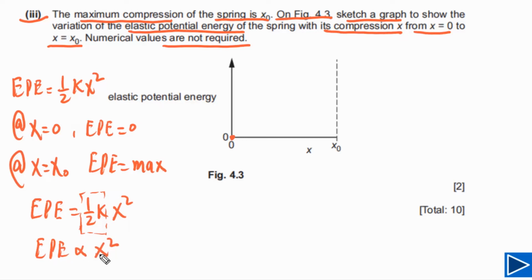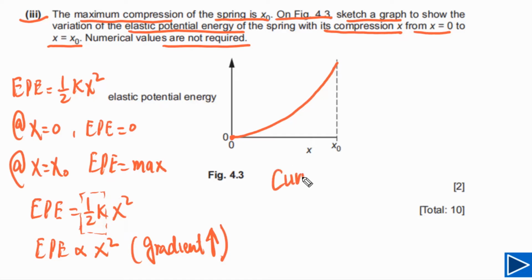So the shape of the graph has to be parabolic, or simply we can say the gradient of the graph has to increase with x. So we can sketch the shape of the graph as parabolic, with increasing gradient. You can sketch the graph like this. It has to be a curve. You will get 1 mark for curve from origin. This is the first mark you will get.